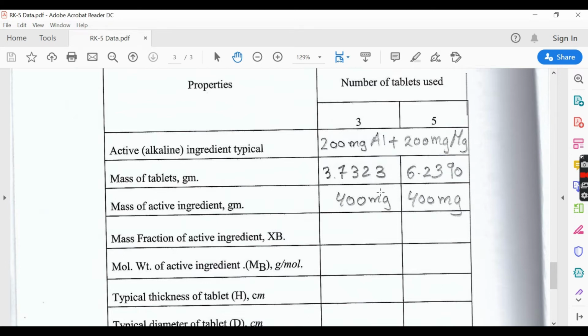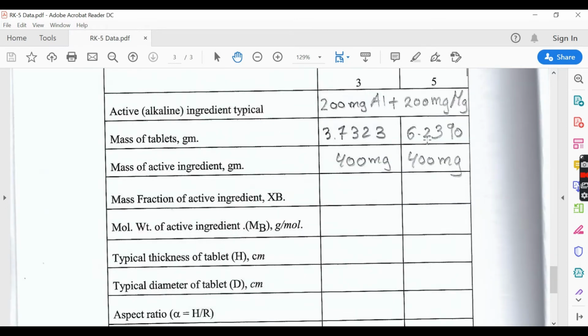Mass of active ingredient is 400 milligrams. Take care, this is grams and this is milligrams. 400 milligrams is per tablet, so the active ingredient here is 400 milligrams, which is basically 200 milligrams of aluminum hydroxide plus 200 milligrams of magnesium hydroxide.